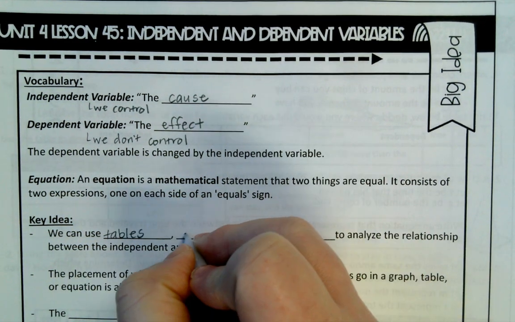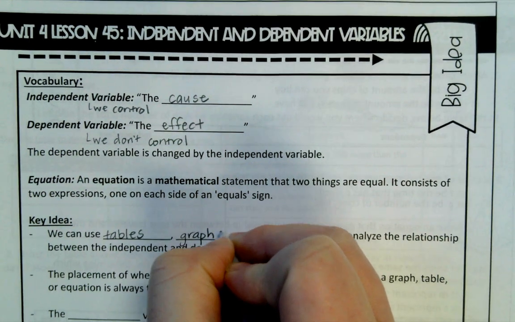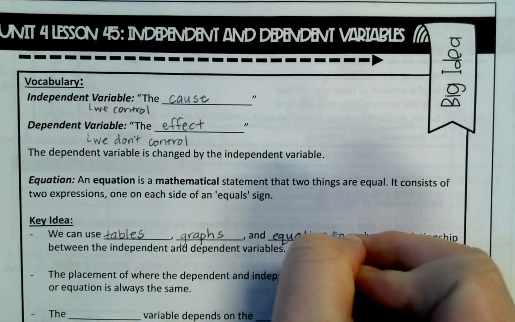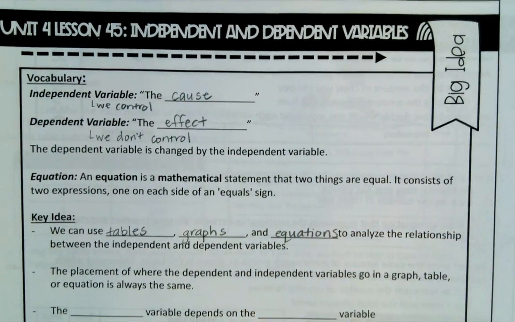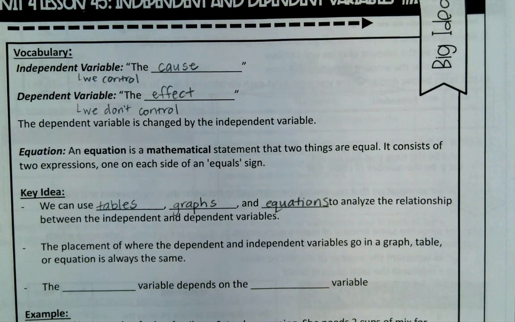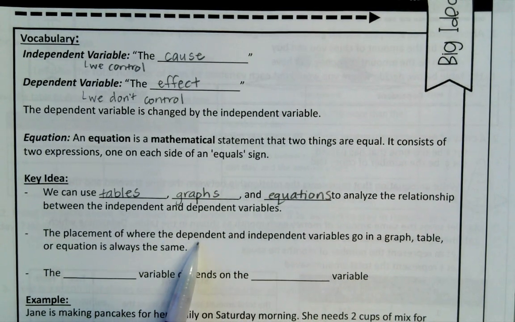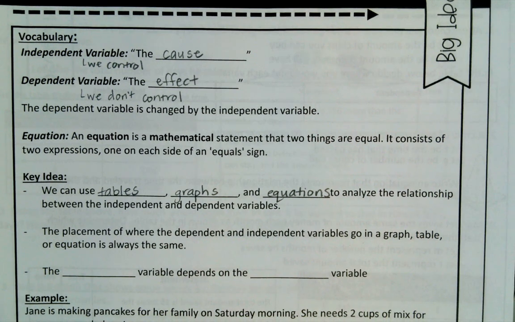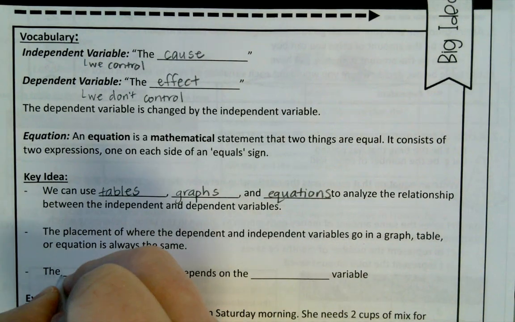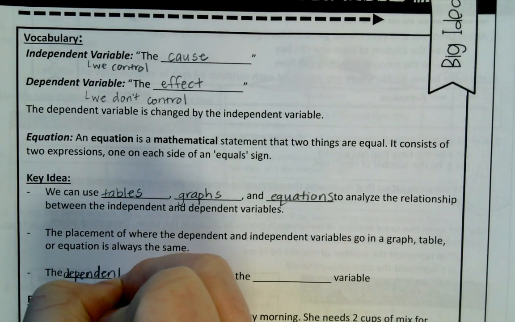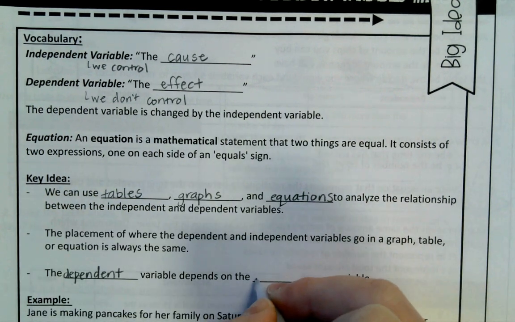So for our key idea, we can use tables, graphs, and equations to analyze the relationship between the independent and dependent variables. The placement of where the dependent and independent variables go in a graph, table, or equation is always the same. The dependent variable depends on the independent variable.